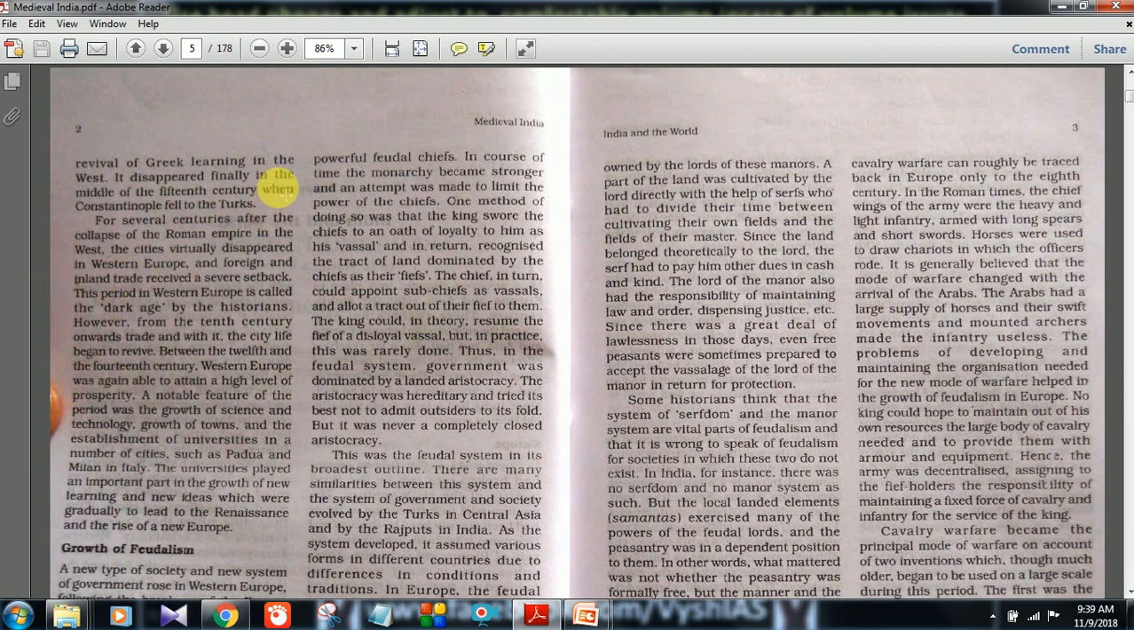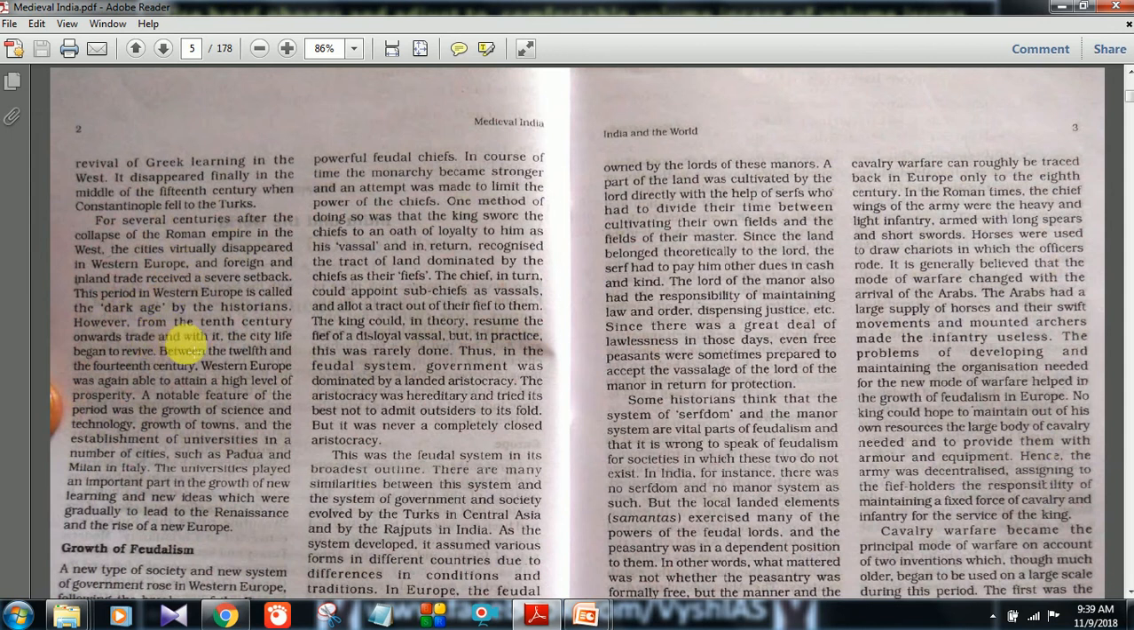So this basic timeline all you should know, okay, without even thinking twice, you should be able to tell that in the 8th century this happened, in the 15th century this thing happened. So for several centuries after the collapse of the Roman Empire in the West, the cities virtually disappeared in Western Europe, and foreign and inland trade received a severe setback. This period in Western Europe is called the Dark Age. Okay, historians call it the Dark Age because the trade also fell.